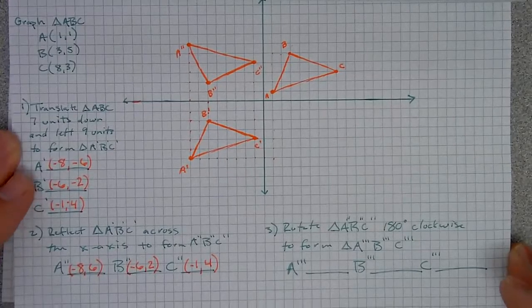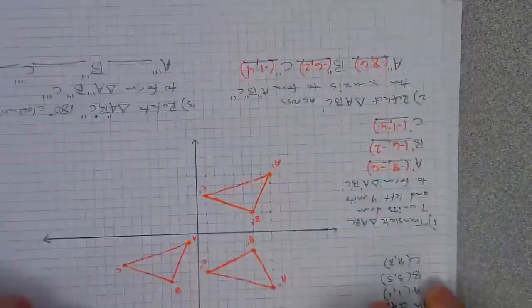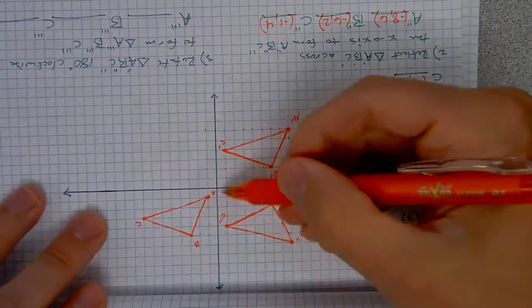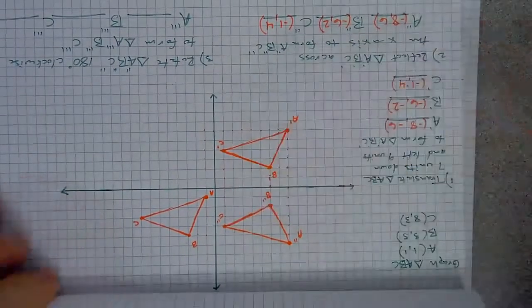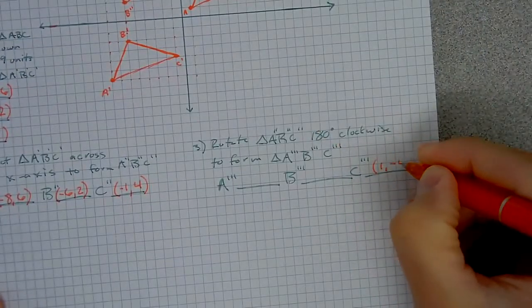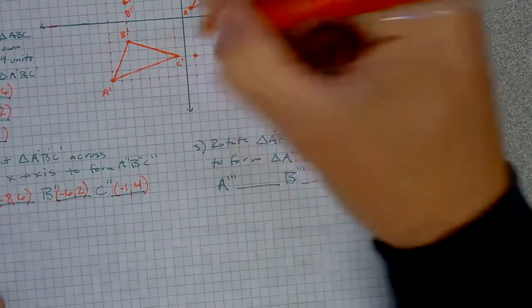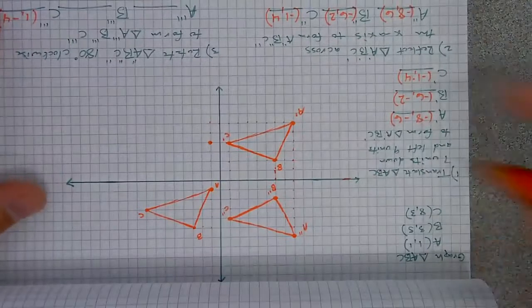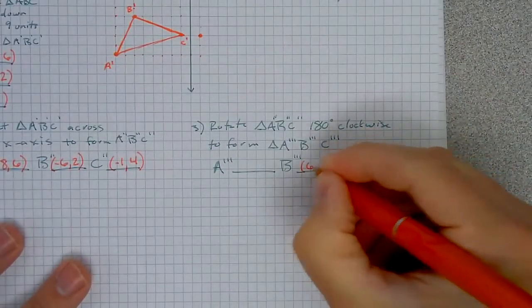All right, and last one, rotating it 180 degrees clockwise. We can just flip it over right here. We can find the points and label them if we want. So C should be at 1, -4. Okay, flip it upside down. Easy way to do it. So B is at 6, -2.